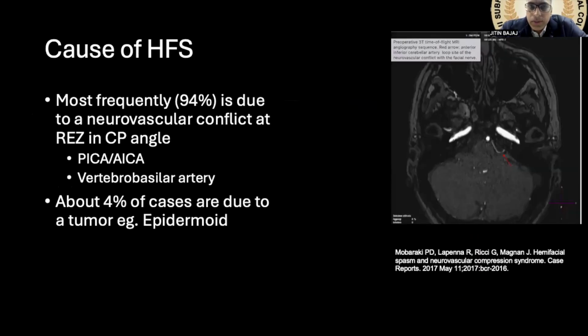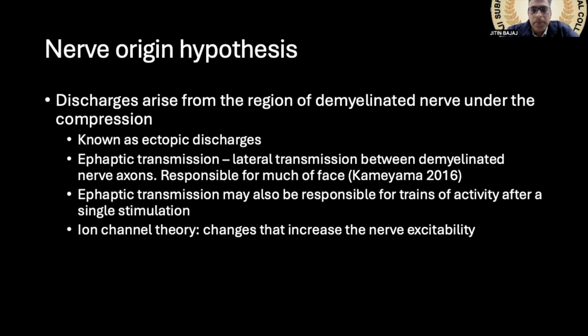Coming to the causes of hemifacial spasm, this is most commonly because of a neurovascular conflict at the root entry zone of the facial nerve, and the vessels involved may be ICA, PICA, or sometimes vertebrobasilar arteries. About 4% of cases are associated with tumors like epidermoid tumors, which are irritating in nature.